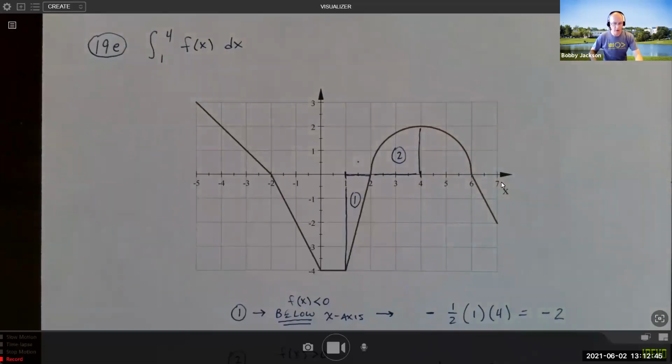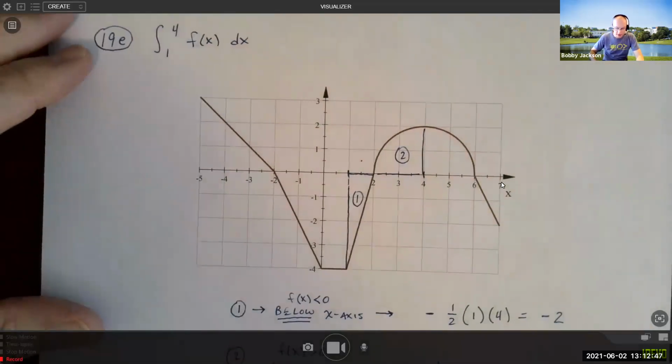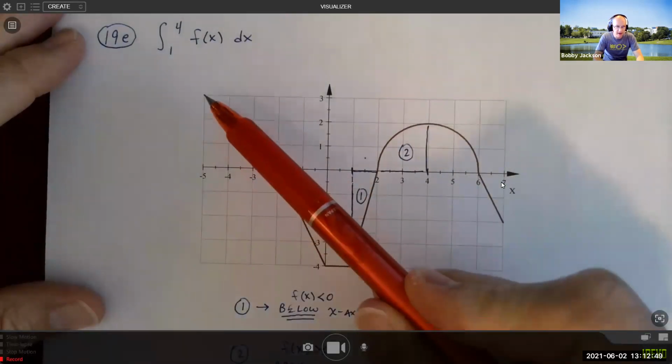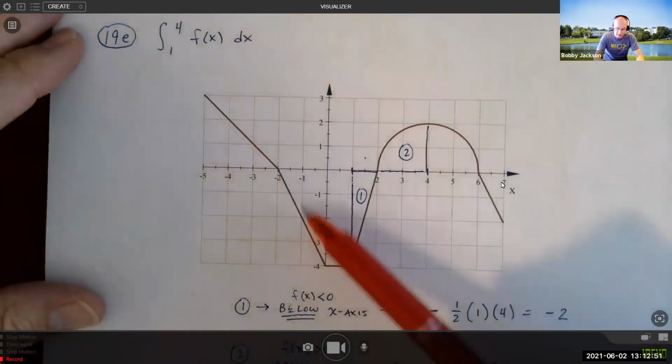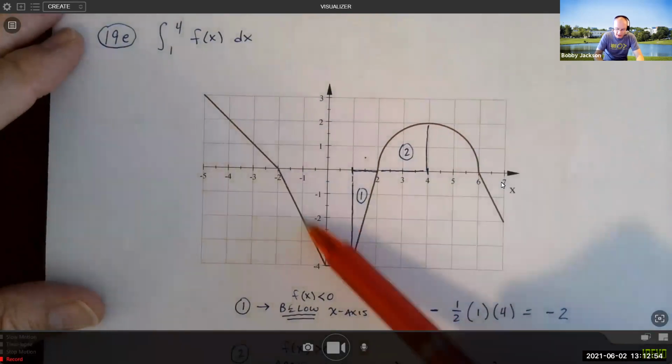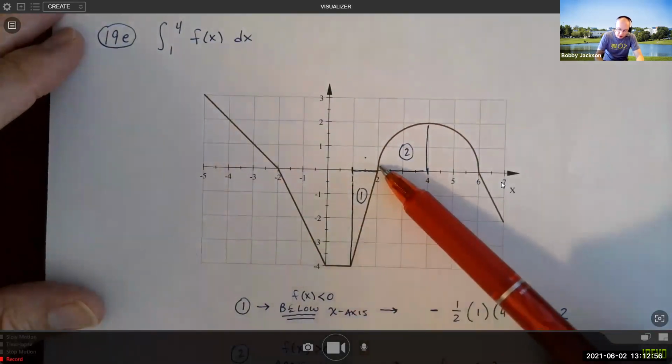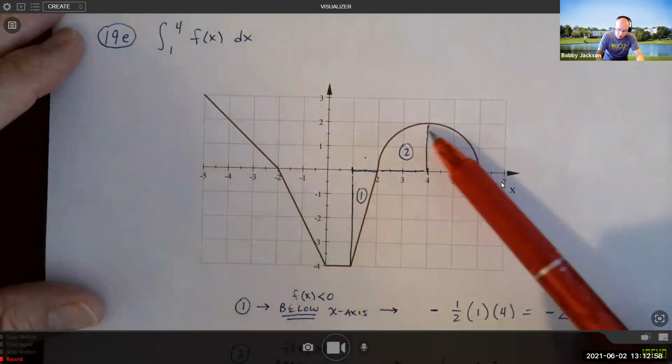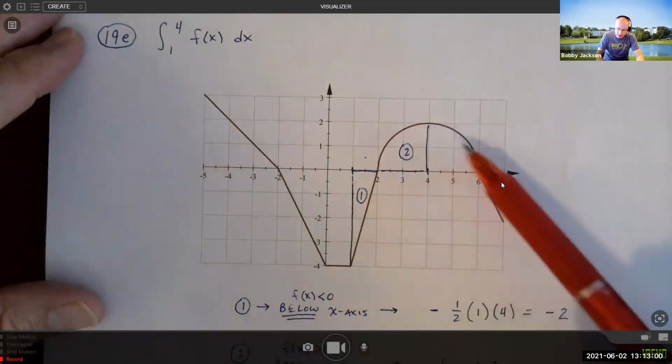Let's take a look at some of the ones in number 19. You're given the graph of the function f of x, which is the red curve. It's kind of piecewise defined. There are some line segments, and then there's a curve here that looks like part of a circle, right? Half of a circle here, and then it continues on.